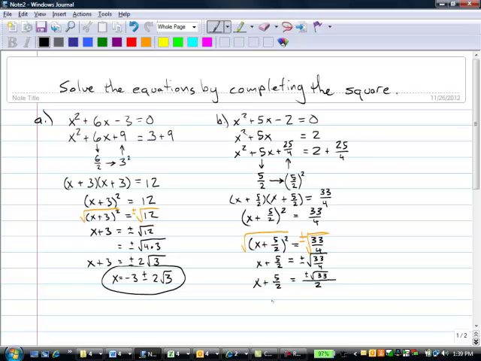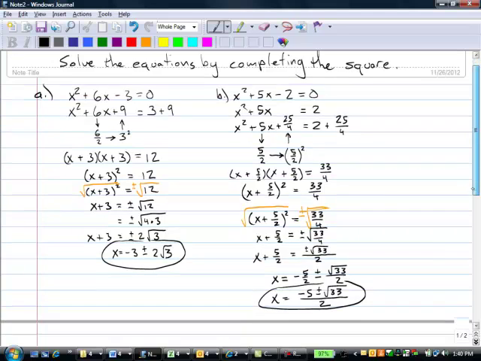I'm going to move that 5 halves to the right side. I want to solve for x, meaning I want x all by itself. Pull that plus or minus out in front this time, over 2. So combining them, noticing they have the same denominator, the common denominator, this is the simplified answer. I'm going to circle that answer.